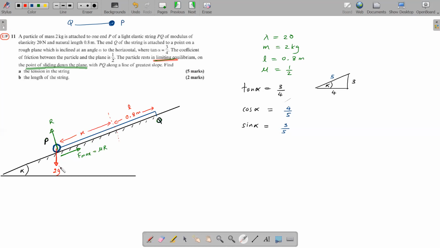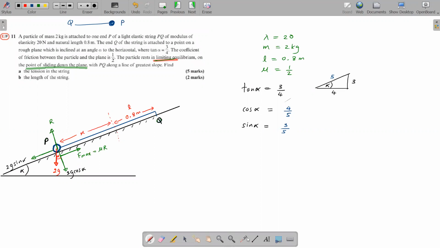I need to fix the weight component. Shall we fix the weight component? How does the weight component resolve? Do you remember M1? This alpha comes over here, right? This is the geometry you have done in M1. So this component will be 2g cos alpha, and the one along the plane is going to be 2g sin alpha. So these are all the forces acting on particle P.